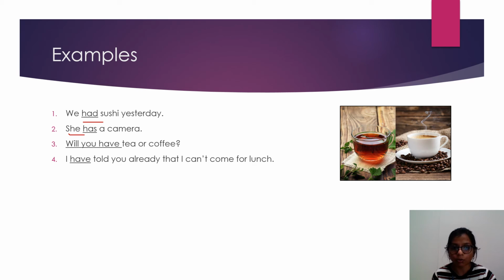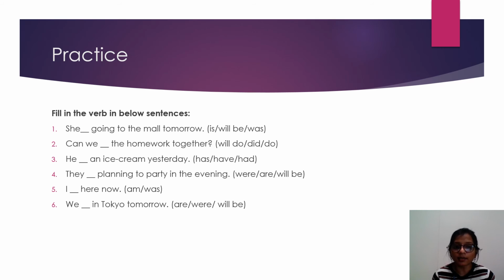I have already told you that I can't come for lunch. This is talking about present tense, just a few moments before. That is why I'm saying I have already told you I can't come for lunch. They have a car. Again, present tense, and I have a plural pronoun here in the third person. Therefore, I'm using have. Now, here is a practice exercise for all the three verbs that we have discussed so far: to be, to do, and to have.